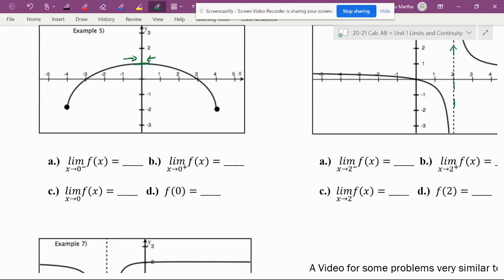So the limit as x approaches 0 from the left side, we can say that it's approaching positive 1, right? That's where f of x is at on the y-axis. The limit as x approaches 0 from the right side also equals positive 1. Therefore, I can say that the limit as x approaches 0 from both the left and the right match, right? Those two are exactly the same. So we can say that this is equal to positive 1 as well. And then since this is a continuous line, we can say that f of 0 is also positive 1. And we're done with that one.